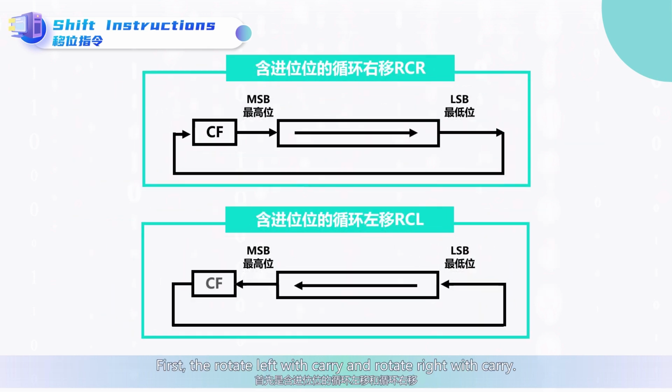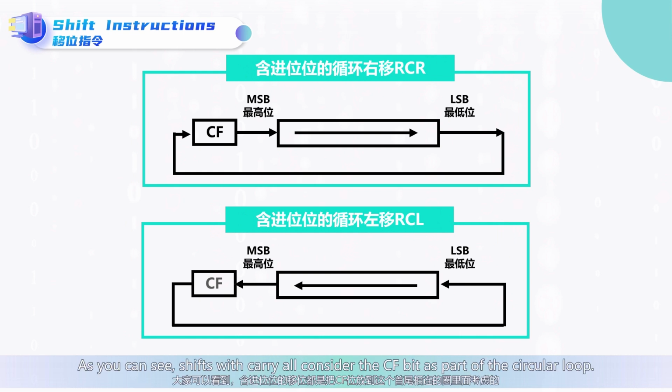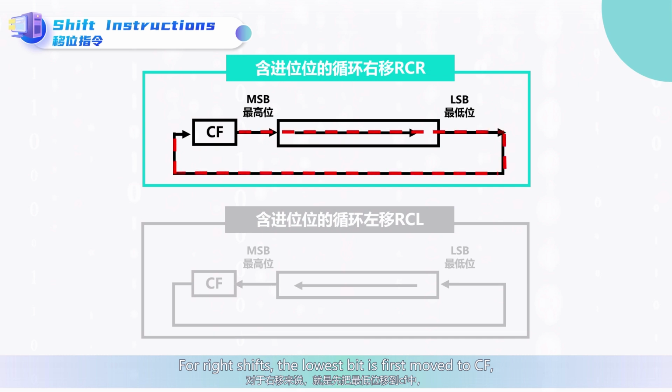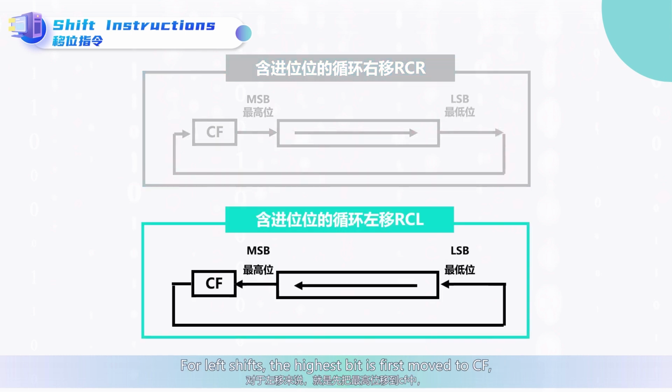First, the rotate left with carry and rotate right with carry. As you can see, shifts with carry all consider the CF bit as part of the circular loop. For right shifts, the lowest bit is first moved to CF, then the other bits are shifted right by 1 position. And finally, the original value of CF is moved to the highest bit. For left shifts, the highest bit is first moved to CF, then the other bits are shifted left by 1 position. And finally, the original value of CF is moved to the lowest bit.